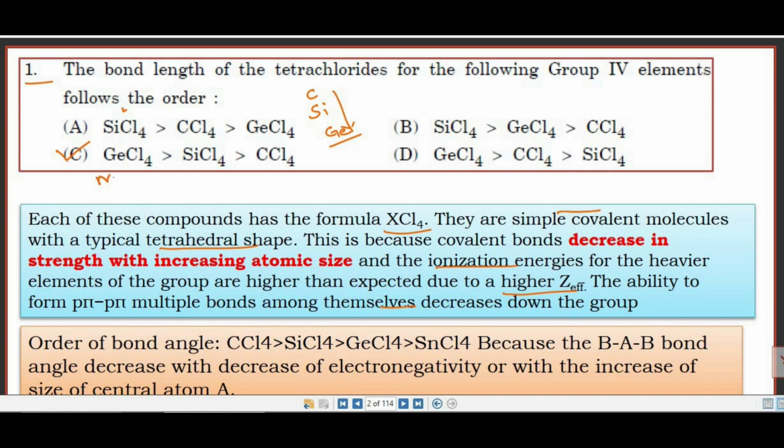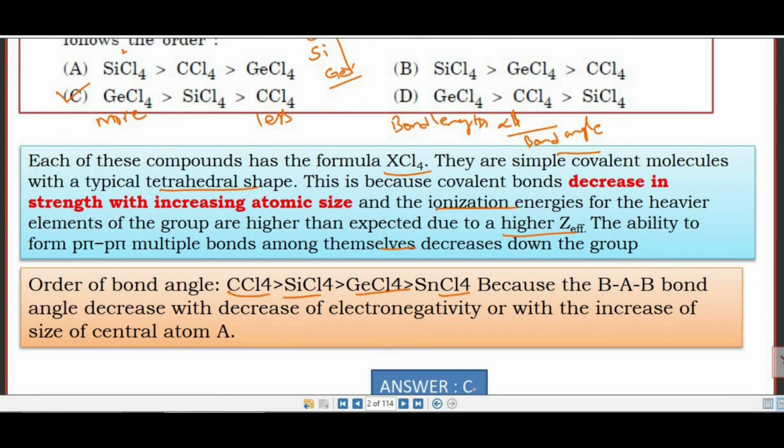GeCl4 has more bond length than SiCl4, than CCl4. CCl4 has the least bond length, whereas bond length is inversely proportional to bond angle. In case of bond angle, CCl4 is greater than SiCl4, greater than GeCl4 and SnCl4, because bond angle decreases with decrease of electronegativity.